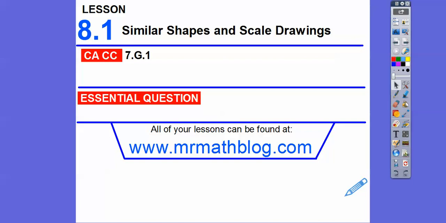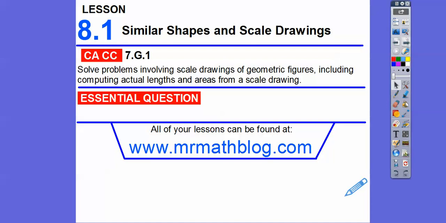Hey everybody, this lesson is called Similar Shapes and Scale Drawings. So here's our common core strand. You're probably getting close to or in the second semester. Solve problems involving scale drawings and geometric figures, including computing actual lengths and areas from a scale drawing. And you're thinking, what's a scale drawing? Well, we'll talk about that.